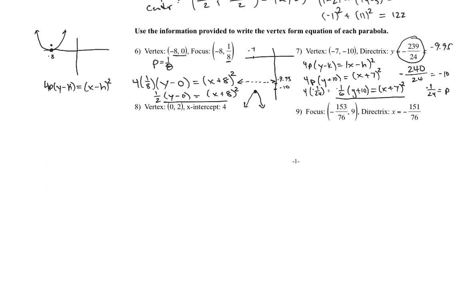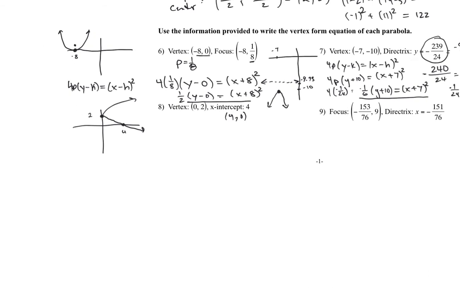Number 8 basically starts off giving you the vertex again. If we sketch this out real quick, it's at (0, 2), so here it is. And I have an x-intercept of 4. Remember, x-intercepts are values on the x-axis. That's (4, 0), so I would have a point right here. This is your 4, and this would be your 2. That means the graph has to go like this if it has one x-intercept.